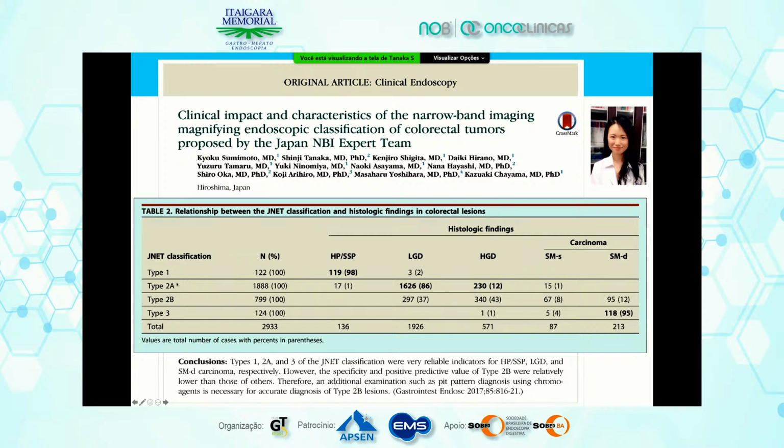Type 2A contains mainly low-grade dysplasia, but there's also high-grade dysplasia and several SM shallow invasive cancers, but it is mainly an indicator for intramucosal neoplasia. SM cancer is only 1%. But type 2B contains various types of lesion from low-grade dysplasia to deep invasive carcinoma.